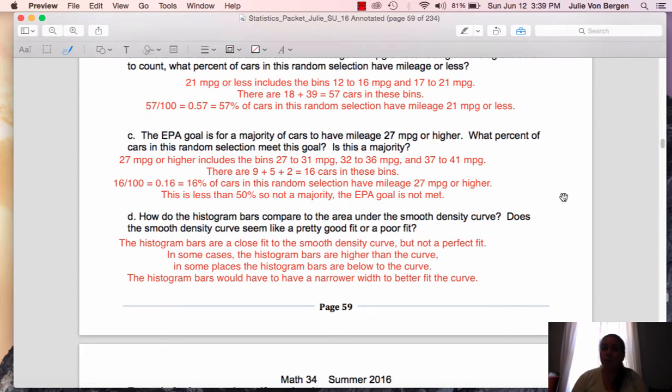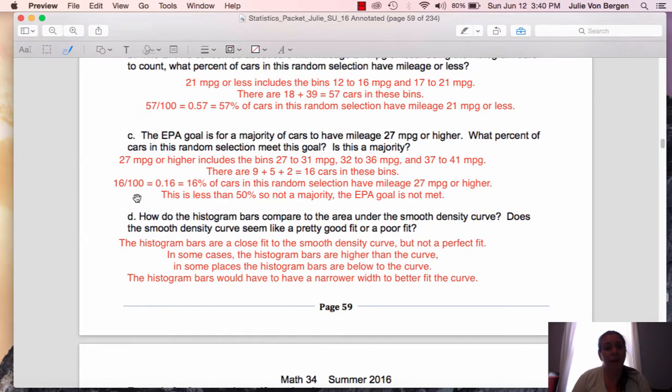The EPA goal is for a majority of cars to have mileage 27 miles per gallon or higher. So we want to know what percent of cars in this random selection meet the goal, and is this a majority? We see 27 miles per gallon or higher includes the bins from 27 to 31 miles per gallon, 32 to 36 miles per gallon, and 37 to 41 miles per gallon. If we add up, there are 9 plus 5 plus 2 equals 16 cars in these bins.